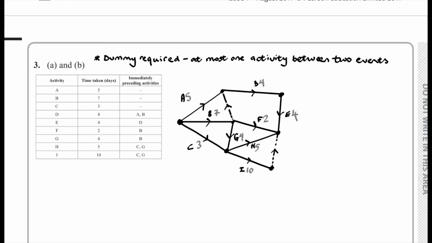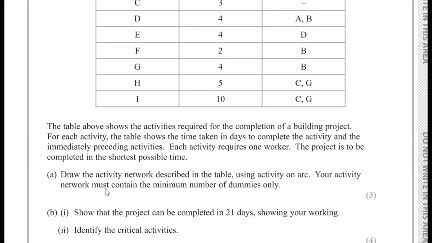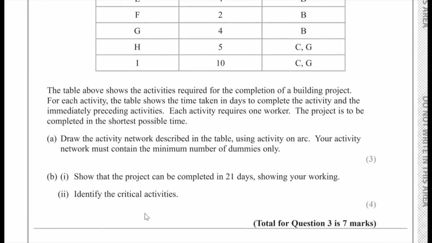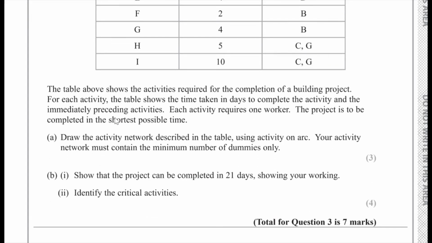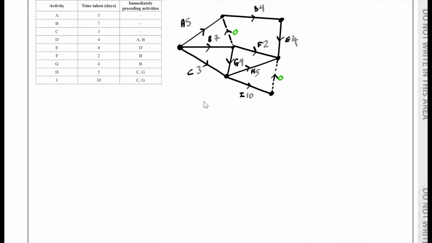Of course, for these dummies we'd have 0 and 0. Okay, so that's that completed. And now for part B, we have to show that the project can be completed in 21 days, and then we have to identify the critical activities. Okay, so I think for this we have to draw a proper diagram.